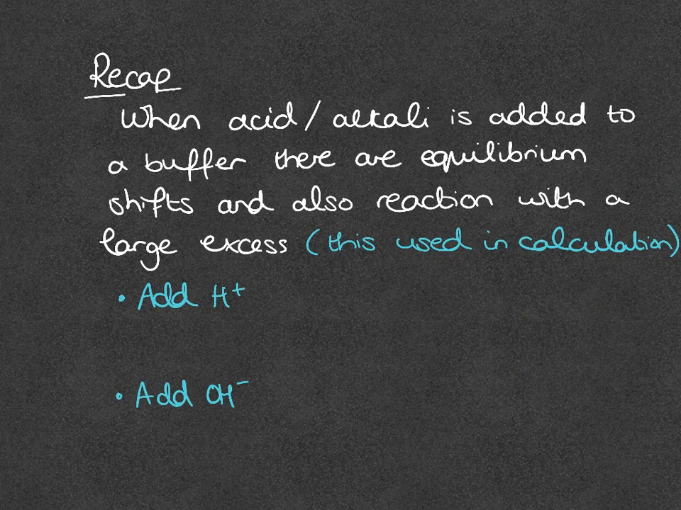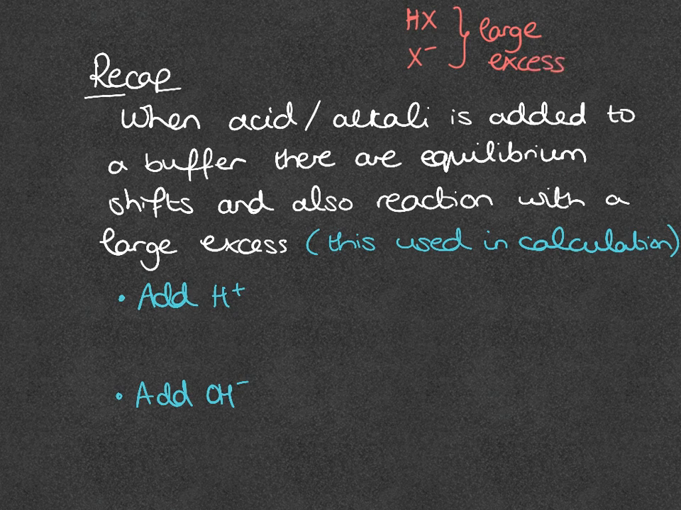So a quick recap on what's happening when buffer action is occurring. When we add acid or alkali to a buffer, then we get some equilibrium shifts, and you need to be able to write about those qualitatively. So you need to be able to say that they're happening. But there's also a reaction with a large excess of something within the buffer solution, and this is the bit that's used in calculation. So our large excess in there is, we've got a lot of the acid HX and we've got a lot of the salt X minus. Okay, so both of these things we've got large excess of within the buffer solution.